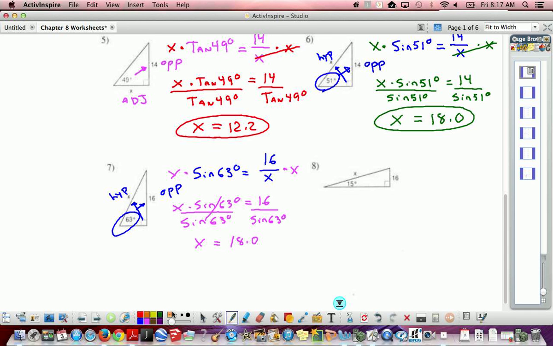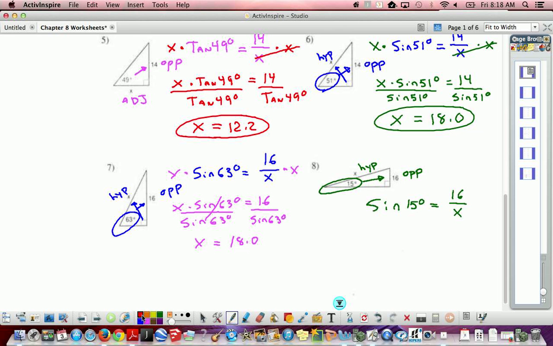Our last one. Here's our angle 15, going right across. Here's our opposite. Here's our hypotenuse. So this one also is sine, actually, it's done the exact same way as our last one. So we're going to be going sine of 15 degrees equals 16 over x.